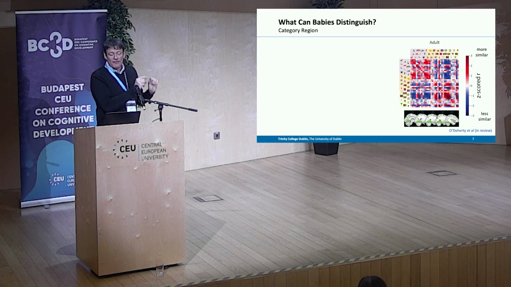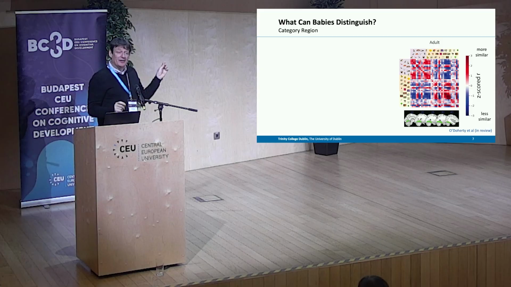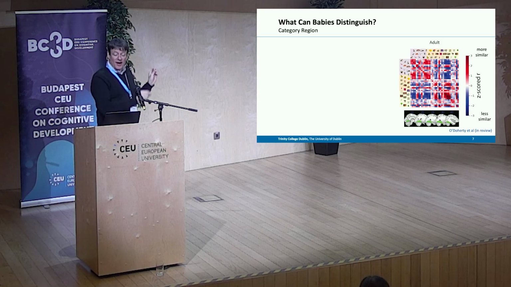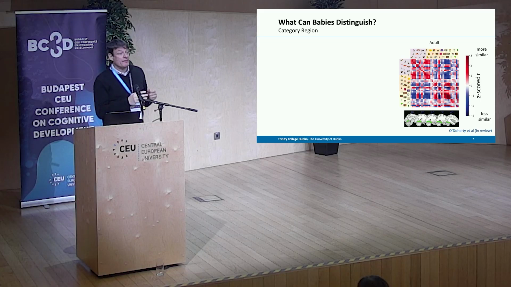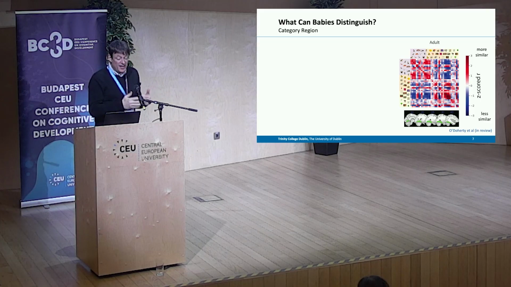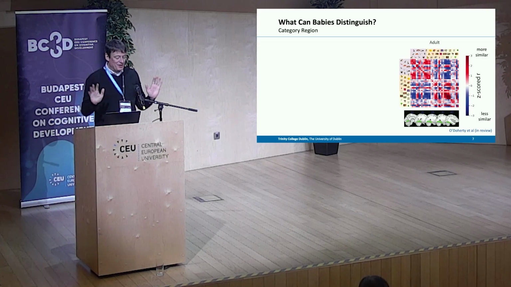And so, first of all, if you look down the leading diagonal, you can see there's a kind of red along the leading diagonal here. And what that's telling us is that if you present the same stimulus twice, you get a similar pattern of activity. So that's reassuring.